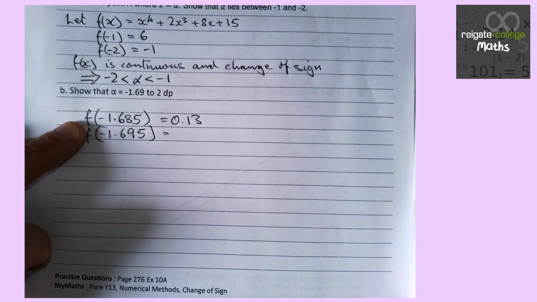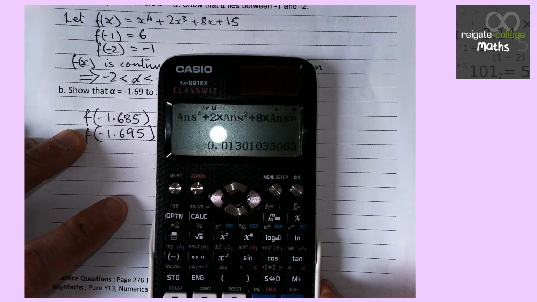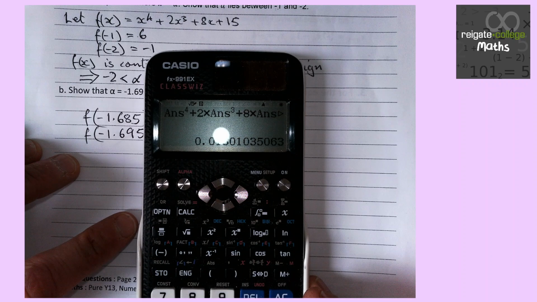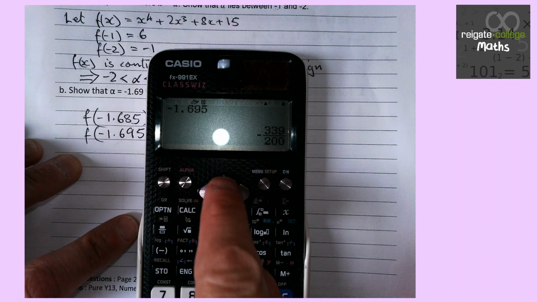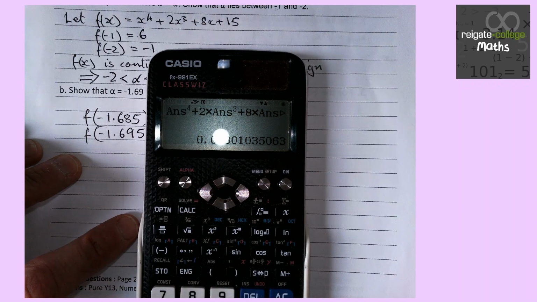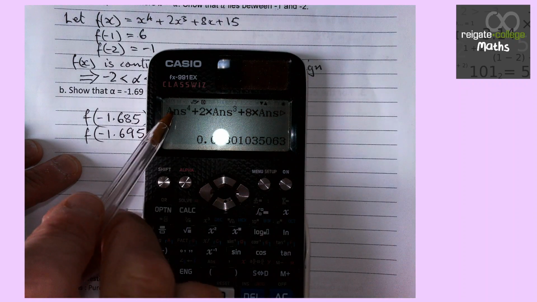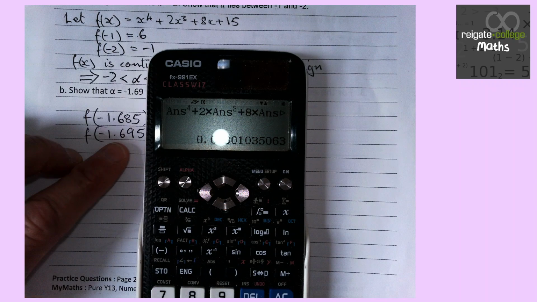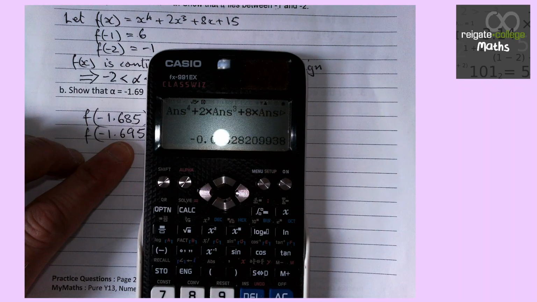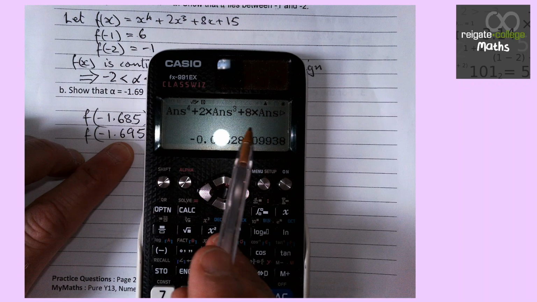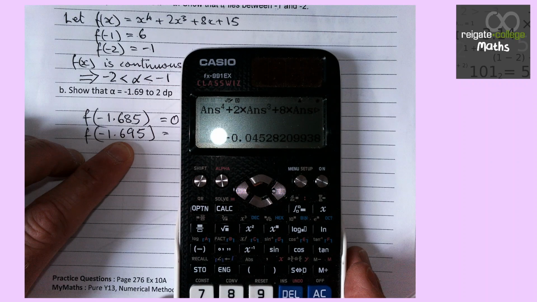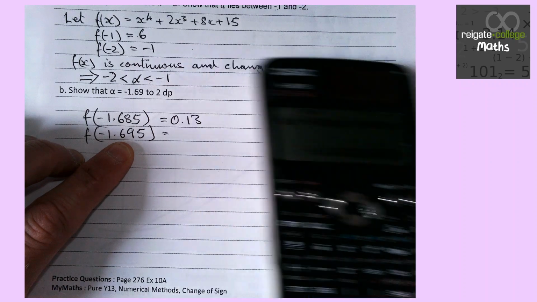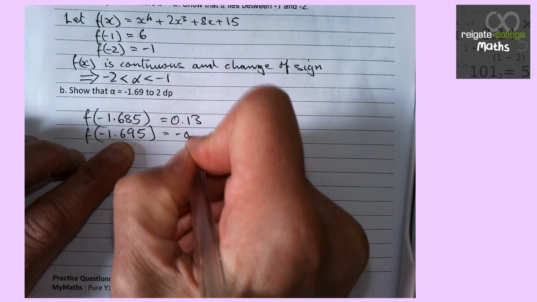And because I've done that with the answer button, I can go back and put in minus 1.695, press equals, and then use the up arrow buttons on my calculator. I've got my function in here using the answer button. My answer is now minus 1.695, press equals, and that's giving me the value of f of minus 1.695. So that's minus 0.045.